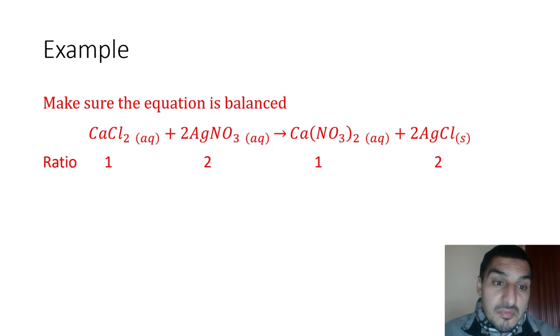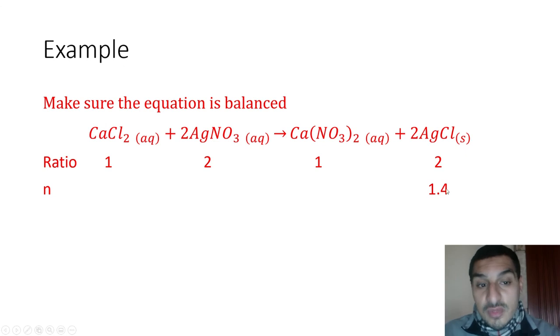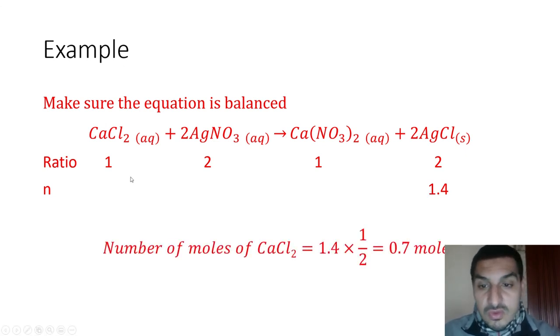And the information that I know is that the number of moles of silver chloride is 1.4, and from these ratios I can apply what I did before, which is the cross multiplication. So the number of moles that will be used here is this multiplied by this divided by this. It is 1.4 divided by 2, which is 0.7 moles.